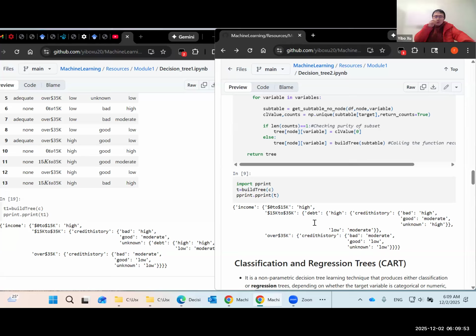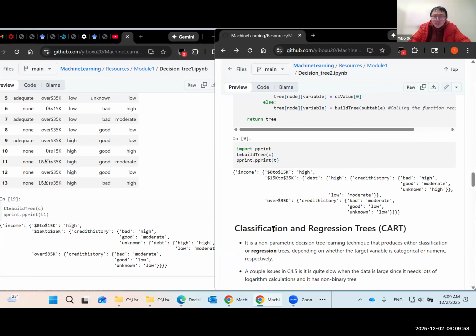Then we're going to look at the CART algorithm, classification and regression tree. This is the algorithm that now handles a continuous target. Basically, the target value can be a continuous variable. So you could have two decimal numbers and a lot of them.